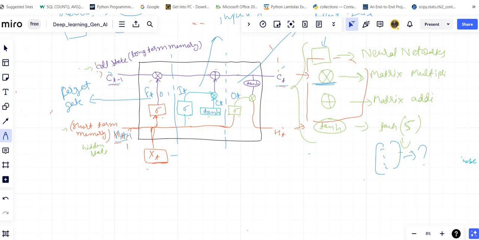The output of this sigmoid network is called it. Okay, input gate, so that's why it is the input gate at time t, and the candidate cell state at time t, ot is the output at time t, ft is the forget gate output at time t. Okay.